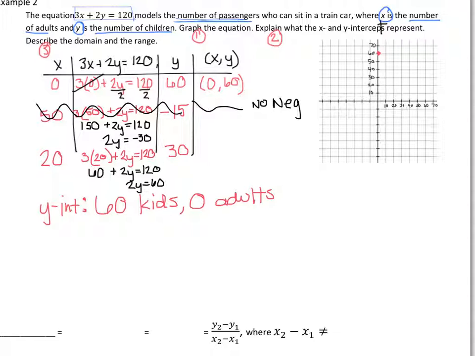So we plugged in 20, multiplied to get 60 plus 2y equals 120. Minus 60 to the other side, so 2y equals 60. Then divide by 2, and we get y equals 30. That one's positive, so we're good. So we get the point (20, 30). And then we can draw our line.